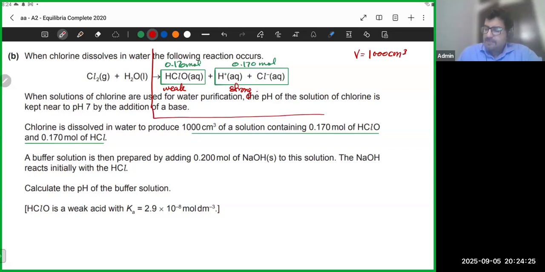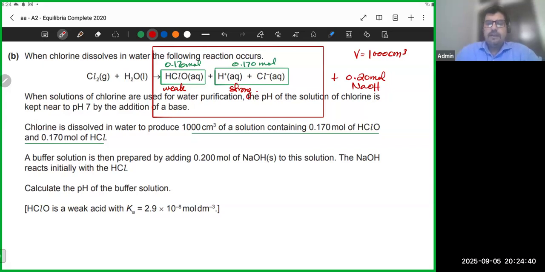So in this mixture, they are now adding 0.20 moles of NaOH. Okay, that's being added. So 0.2 moles are added. And the NaOH reacts initially with HCl.